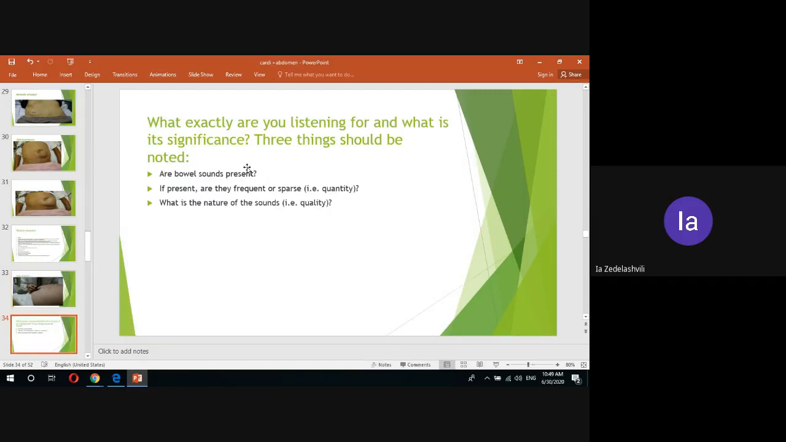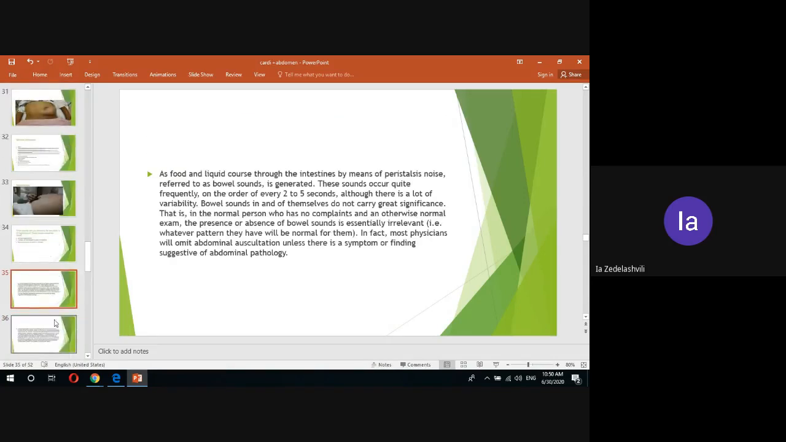Let's see. What exactly are you listening for and what is its significance? Three things should be known. Are bowel sounds present or not? So there must be sounds inside the bowel. If not, it's a bad sign. If present, are they frequent or sparse? For example, the quantity. What is the nature of the sound as well? What kind of sound do you find here?